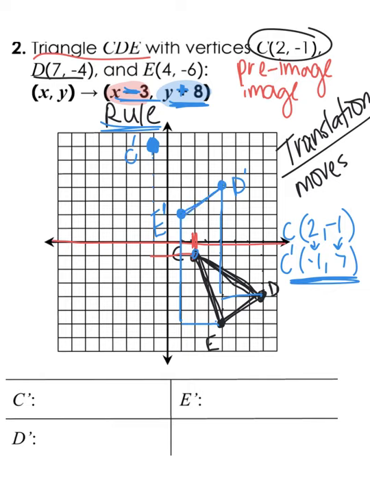And then remember to draw your lines to create your shape. And then make sure that you can visualize and see that it's the same size and shape. And now we just need to label what the points are. C prime, I guess I could have done this as I was plotting, but C prime becomes -1, 7. D prime is 4, 4. And then E prime is 1, 2.